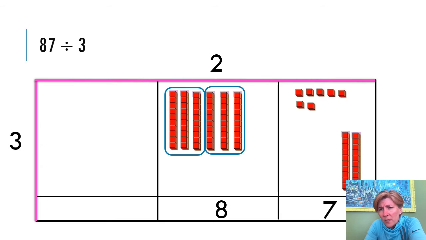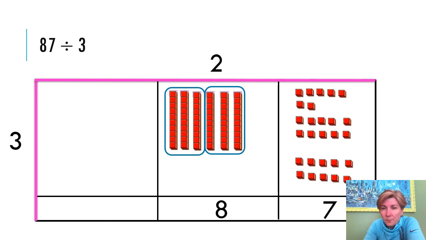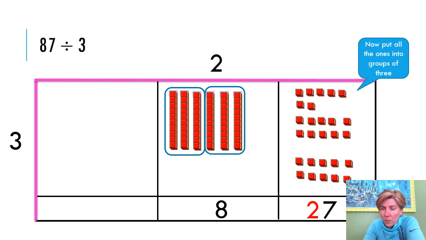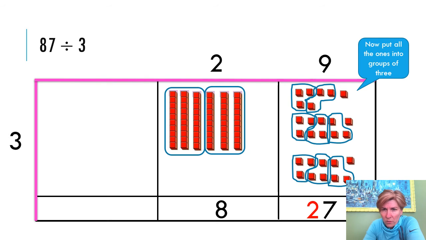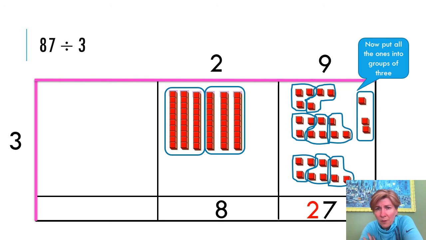Okay, and when they go into that compartment, they're going to explode into 1s because it's the 1s compartment. So now instead of 7 ones, I actually have 27 ones. So I'm going to take those and group those into 3s. And I have now 9 groups of 3. And that's my solution up at the top there, 29. So I have 2 groups of 10s and 9 groups of 1s.